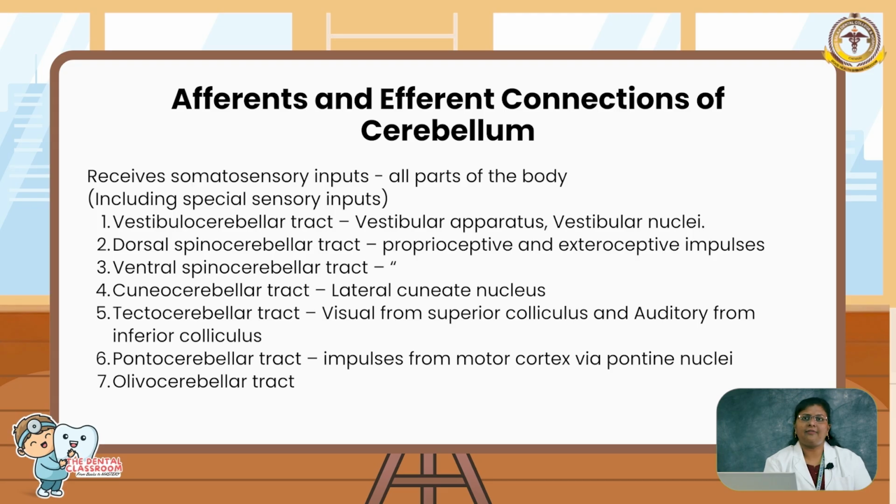So what are the connections of cerebellum? It has both afferent connections and efferent connections. Afferents mainly receive all the somatosensory inputs from all parts of the body, including special sensory inputs like visual inputs and auditory inputs. It receives the inputs via the following tracts: vestibulocerebellar tract, dorsal spinocerebellar tract, ventral spinocerebellar tract, cuneocerebellar tract, tectocerebellar tract, pontocerebellar tract, and also olivocerebellar tract. These are the tracts which receive the inputs and send them to the cerebellum.